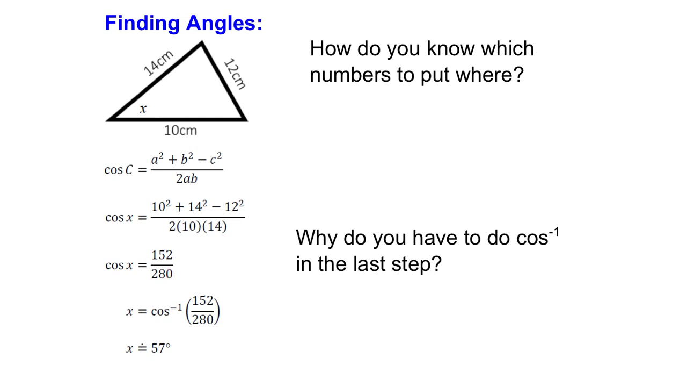And then you can divide and take the inverse cosine to find the angle. Just remember, if you're trying to find an angle, you have to do the inverse cosine as your last step. That's the same as when we were using the sine law. It's the same as when we were using the primary trig ratios.